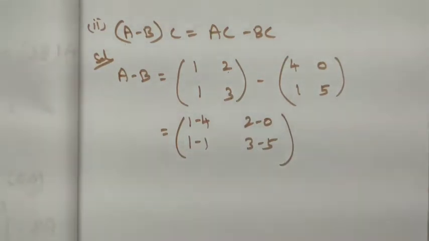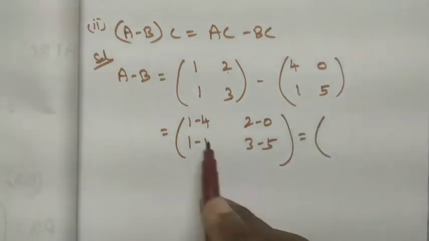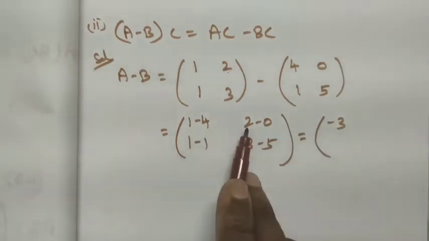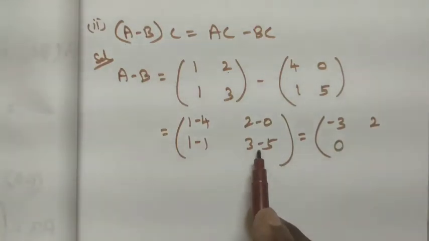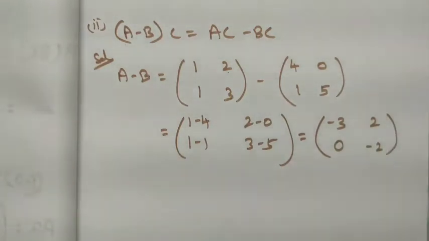The terms which are in the same position, we subtract them. Okay? When we subtract these two, we get here minus 3, 2 minus 0 is 2, 1 minus 1 is 0, 3 minus 5 is minus 2.